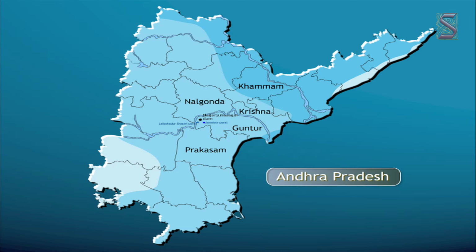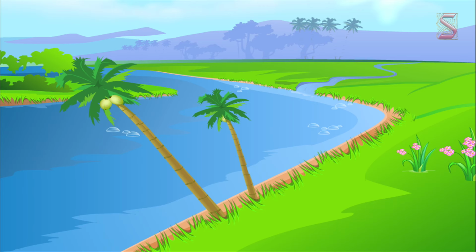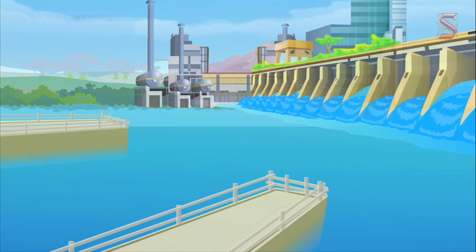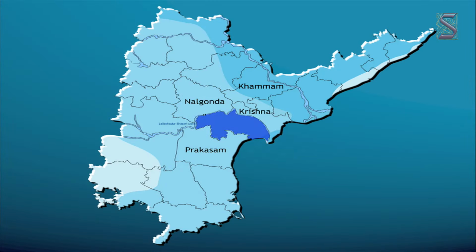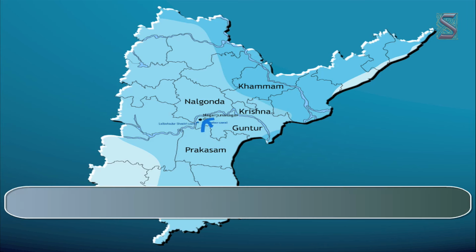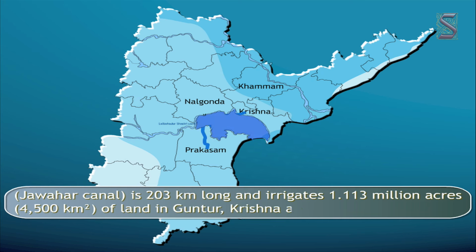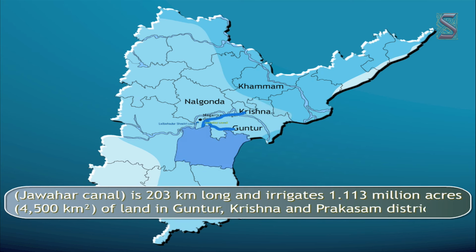Look at this map of Andhra Pradesh. The farms are being supplied water from Jawaharlal and Lal Bahadur canals of the Nagarjuna Sagar Dam. The project benefits farmers in the districts of Nalgonda, Guntur, Krishna, Prakasam and Khammam. The right canal, Jawahar Canal, is 203 kilometers long and irrigates 1.113 million acres, 4,500 kilometers square of land in Guntur, Krishna and Prakasam districts.